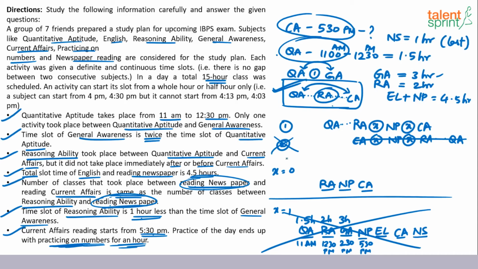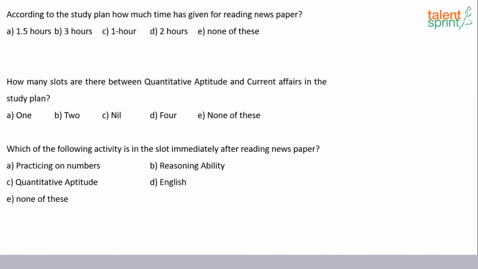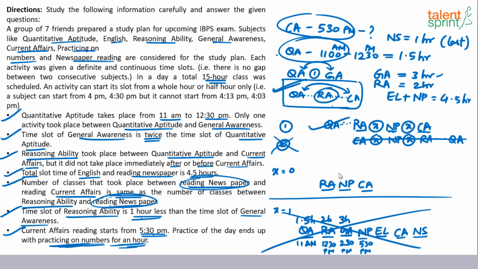Now you have to go and work on case number 1 itself, where the number of subjects between reasoning and newspaper is 0, and the number of subjects between newspaper and current affairs is also 0. So these 3 are together. RA, NP and CA are together. So this point is already used. Now, what do you want to do? We knew that QA and GA will have one subject in them. Now I'm trying to fix this. QA and GA will have one subject in them, and QA should come before RA.